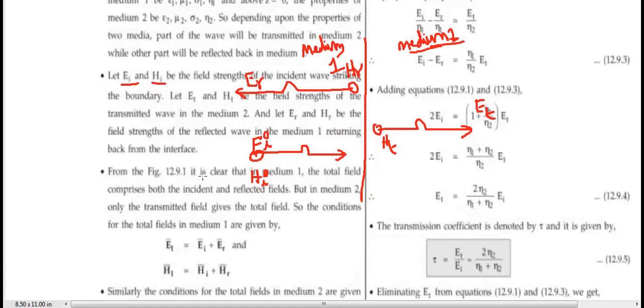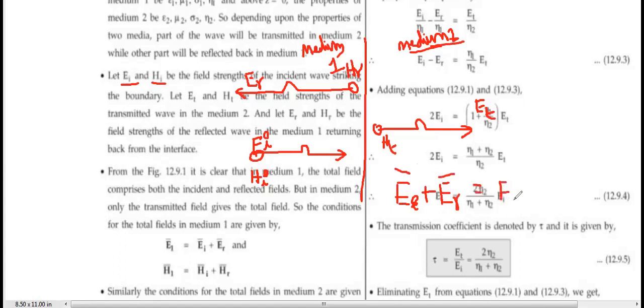Okay, from figure 12.9.1, it is clear that in medium 1, the total field comprises both the incident and the reflected wave fields. Both are in medium 1, but in medium 2, only the transmitted field gives the total field. So the conditions for the total fields in medium 1 are given by: in the electric field, E1 is equal to EI plus ER, and in the magnetic field, the combination of the two, because both are in medium 1 only.